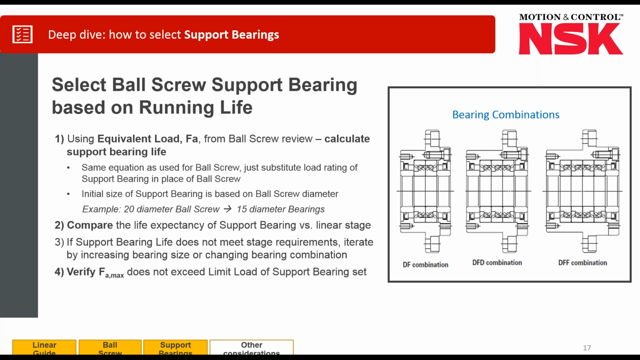And then we double check at the end after we pick our support bearing, make sure we don't exceed the maximum load of that support bearing. They call it the load limit. And essentially we're verifying that the contact pressure is not too high to possibly dent the balls in the bearing itself. Next.